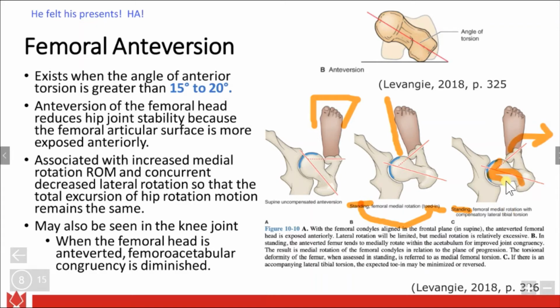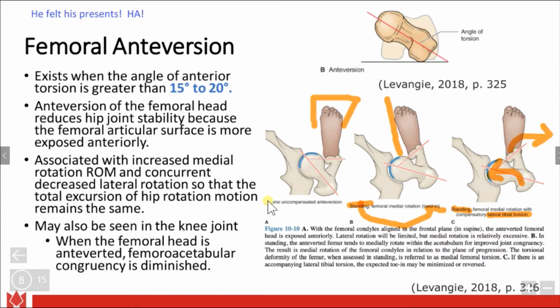So the femur is still medially rotated, but now the tibia is laterally rotated. And I say that because if you have a patient and their foot is straight vertical like this, each foot is at 12 o'clock, and you may think, oh, they don't have anteversion. Well, they still might have anteversion. You have to look at the tibia rotation a little bit as well.